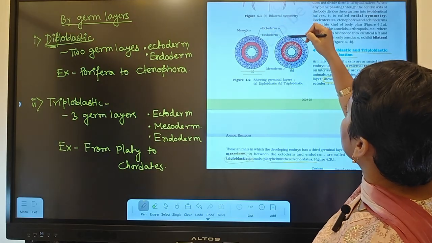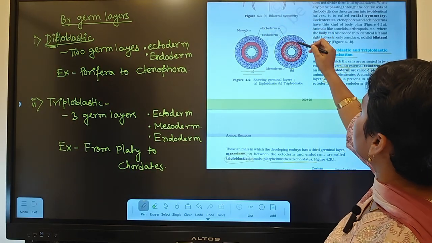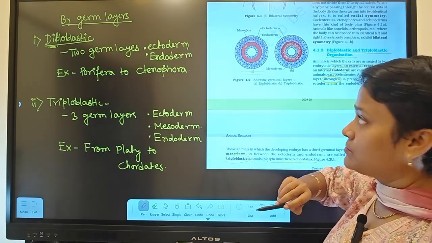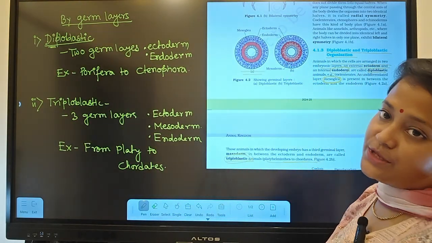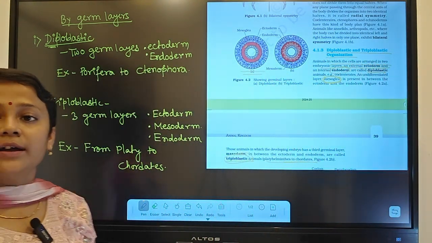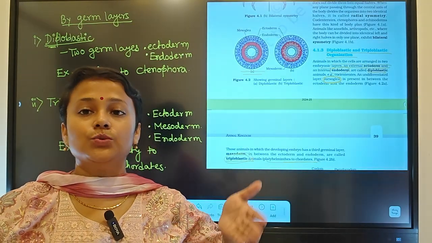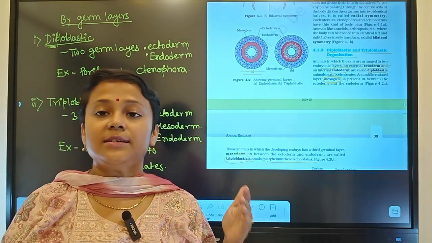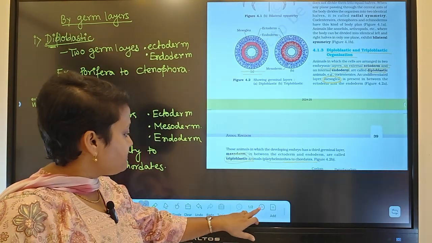Here we can see the three germ layers: the outer one ectoderm, the inner black one endoderm, and the red one which is a cellular layer, that's why the cells are given here, and this is called mesoderm. So on the basis of germ layers, we can divide the entire animal kingdom into two, diploblastic and triploblastic. Coming to the next one.